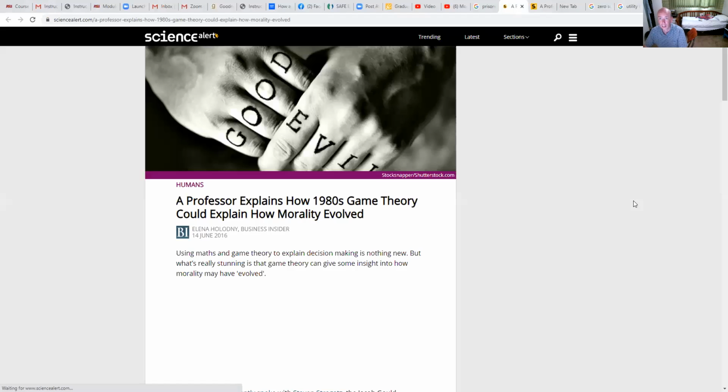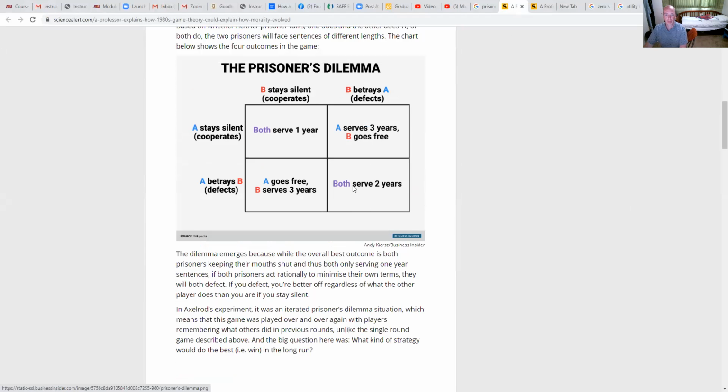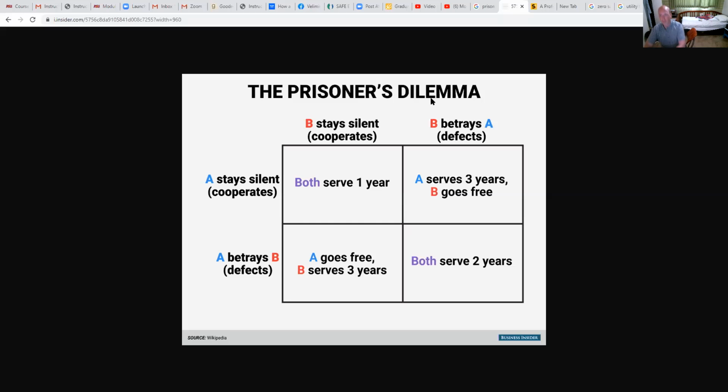It's from Wikipedia, but it's printed in the Business Insider. Can I make this big? Here we go. All right, so I don't know if you've heard of this. This is the prisoner's dilemma. It's the oldest, I think, the most famous game that we use in social science generally. When I say we, I don't mean me. I'm not a big game theory person, but here it is.